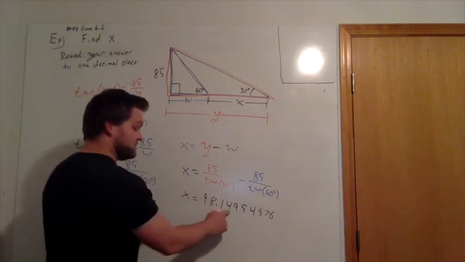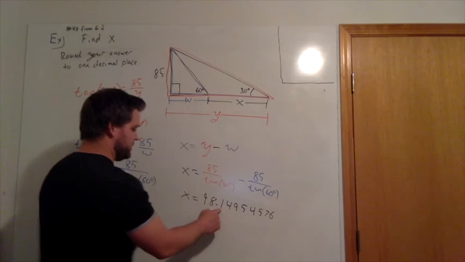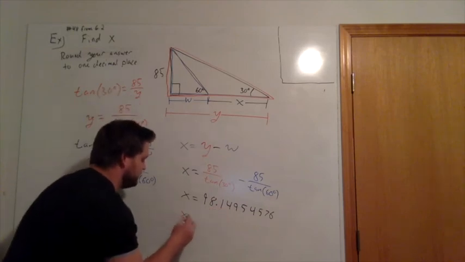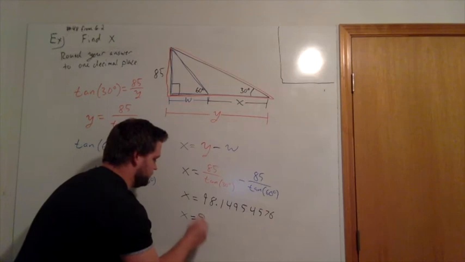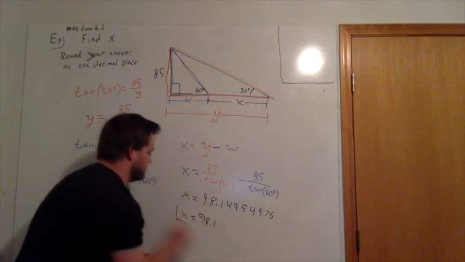So if we want to round to one decimal place, I'll look at the second decimal place. Since this number is less than 5, we're just going to keep the 1 how it is. So the answer to the question is x will be equal to 98.1.